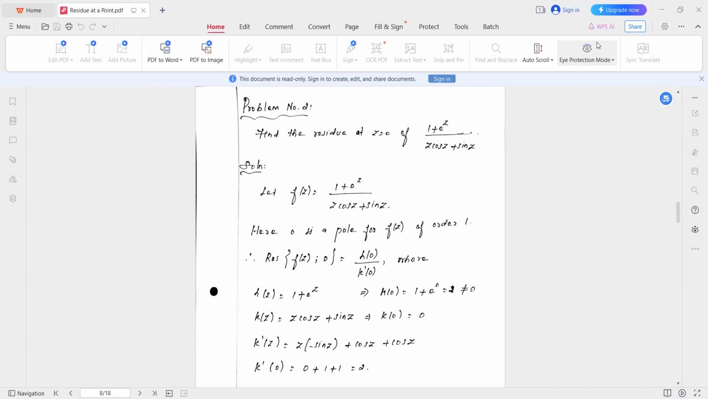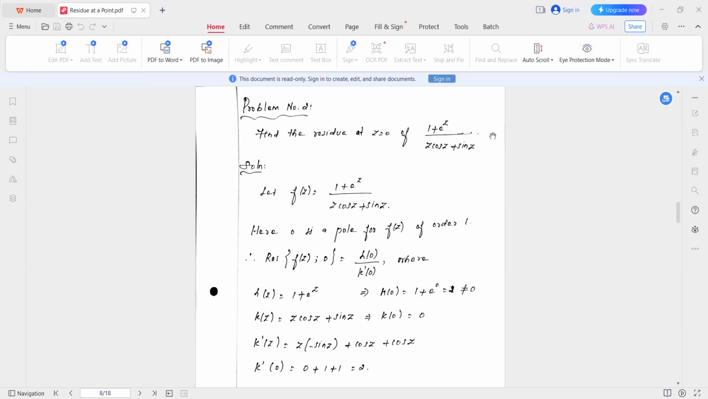So the second problem is: find the residue at z equal to 0 of (1 plus e power z) by (z cos z plus sin z). Here they have given the point where we are going to find the residue. They have given the point z equal to 0 only.